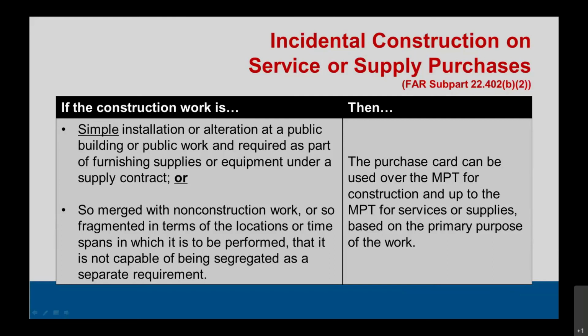If you have incidental construction, then wage rate requirements for construction do not apply, and the micro purchase threshold for construction does not come into play when you're making your purchase. It can be used over the micro purchase threshold for construction and up to the micro purchase threshold for supplies or services, whichever is the preponderance of the work that you're doing. So it could be $2,500 for services, or it could be up to $10,000 for supplies.